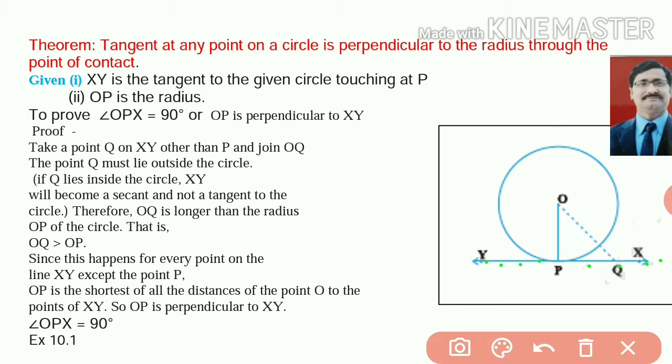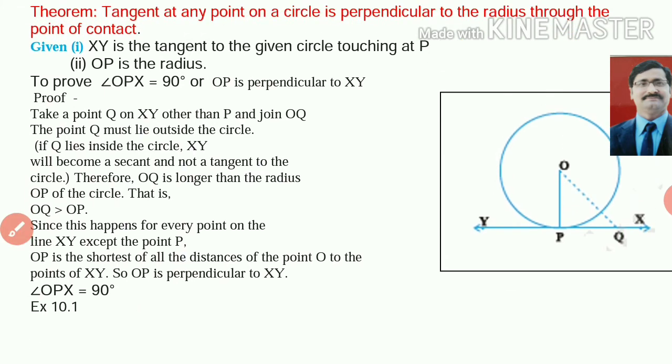So OP is perpendicular to XY, and angle OPX we can say is 90 degrees. So this is the shortest distance, so it is perpendicular, and we can say it is 90 degrees.